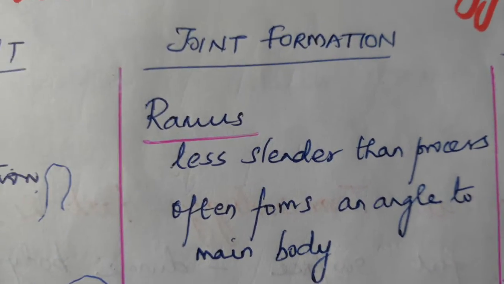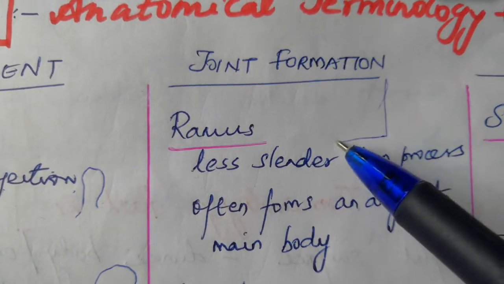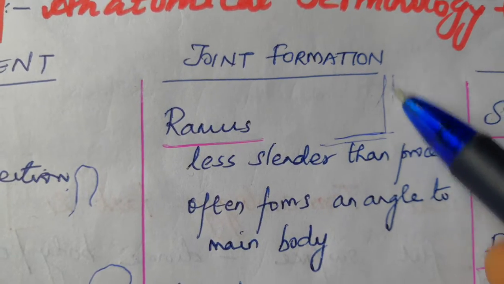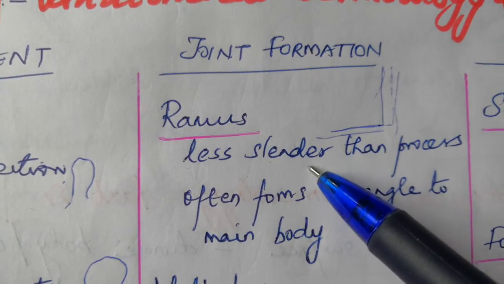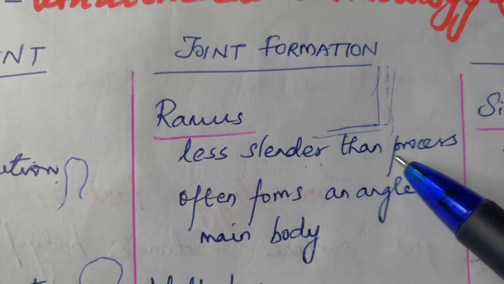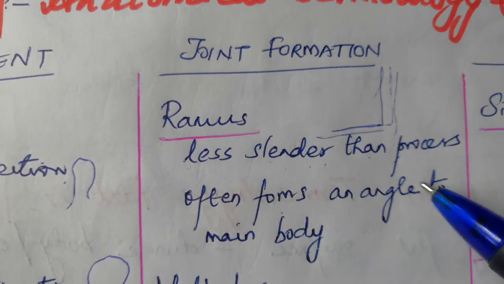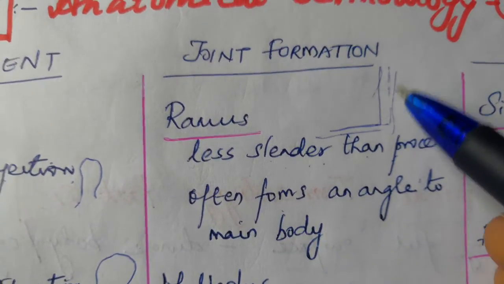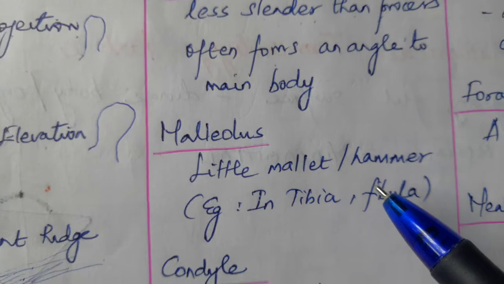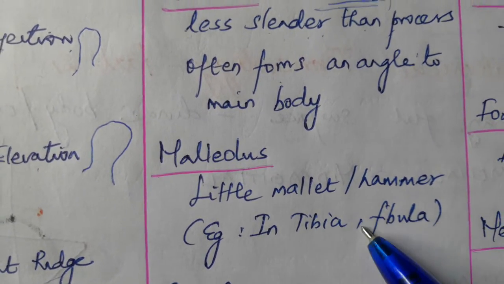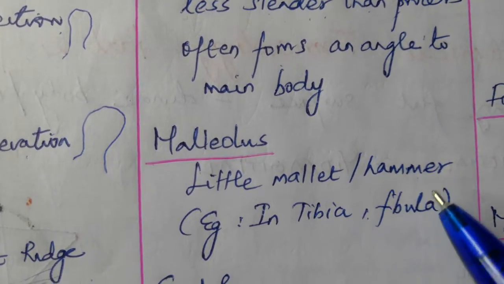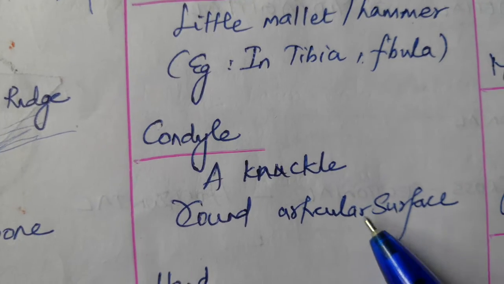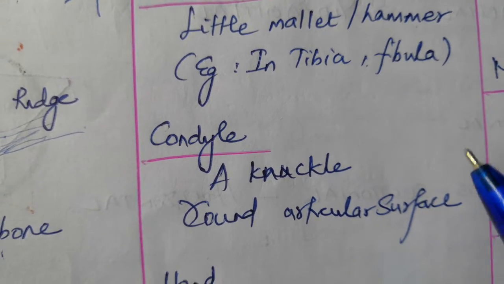Ramus means any bony structure which forms an angle with the body. It is more slender than the process, but it forms an angle with the main body. For example, the ramus of the mandible. Next is malleolus. Malleolus means hammer-like. Then condyle. Condyle is an articular rounded surface.